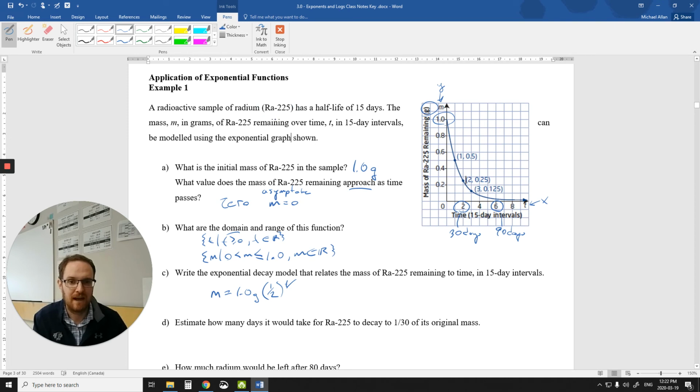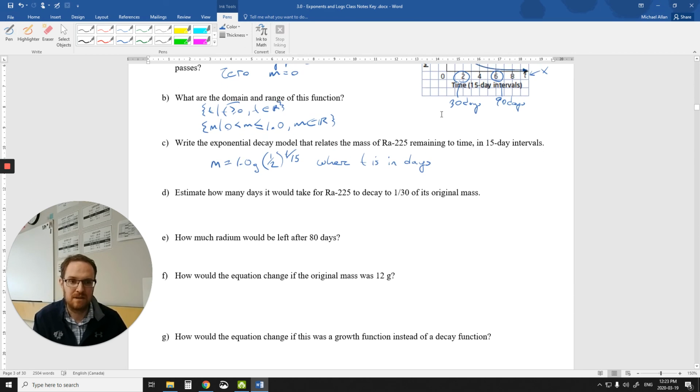It says here a half-life of 15 days. And you can see that worked out here: 1 down to 0.5 in one interval. So I can put 15 here, where t is in days. Actual days, not these interval days up here, but an actual day. This is a much better equation than using x or using the t values here and then trying to change it later.